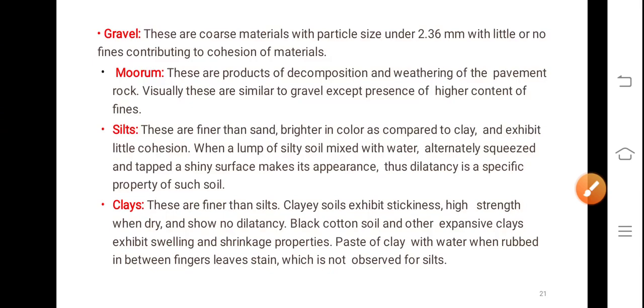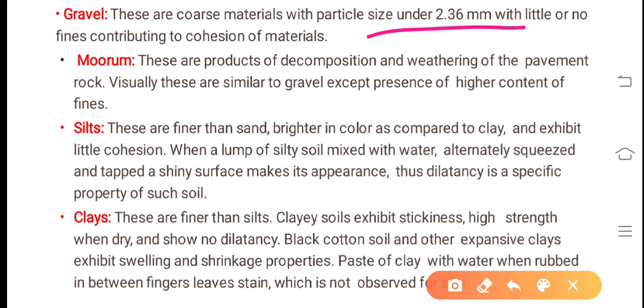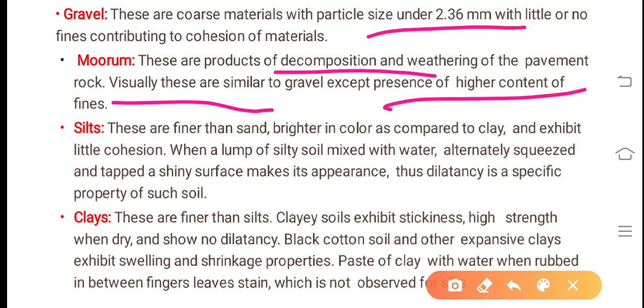Next, gravel. These are coarse materials with particle size under 2.36 mm with little or no fines contributing to cohesion of materials. Murum. These are products of decomposition and weathering of the parent rock. Visually, these are similar to gravel except for the presence of a higher content of fines. Here, the content of fines will be more than in gravel.